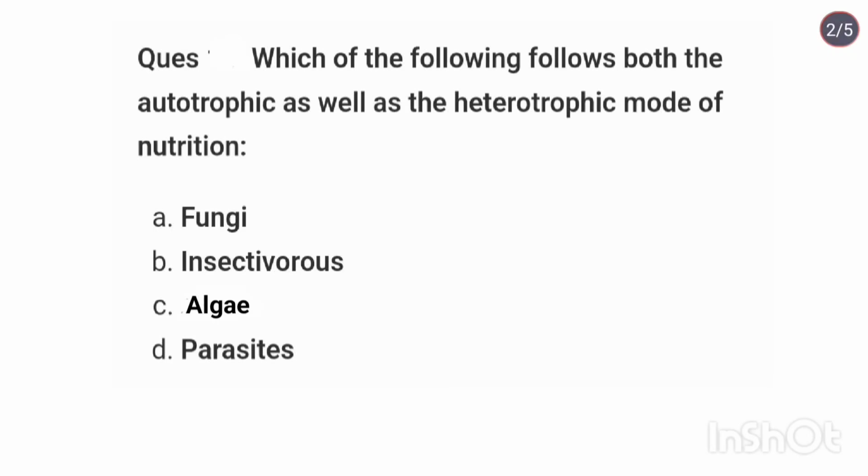Right answer is option B, insectivorous. Insectivorous plants are the ones that follow both the autotrophic as well as the heterotrophic mode of nutrition. These plants derive their nutrients by consuming animals, insects, and protozoans. They produce energy through photosynthesis. Some examples of insectivorous plants are Venus flytrap, pitcher plant, etc.